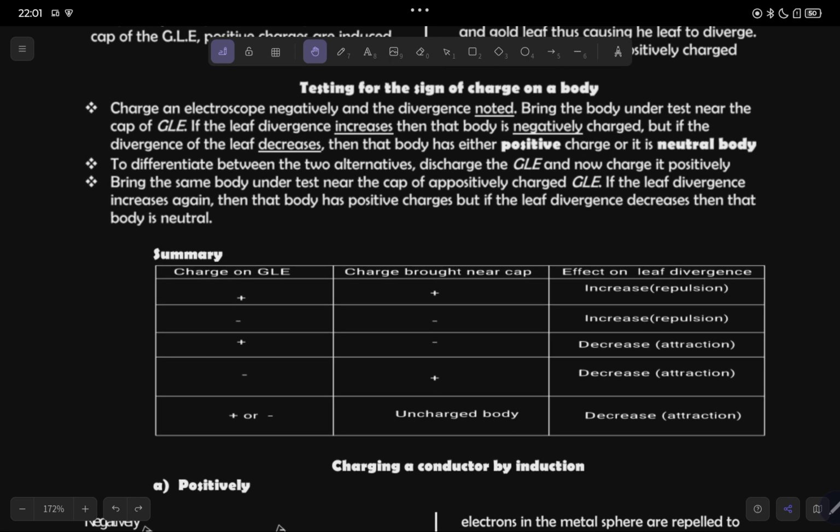Testing the sign of charge on a body. Now we want to know, for any charged body, is it charged? Is it neutral? If it is charged, is it positive or negative?